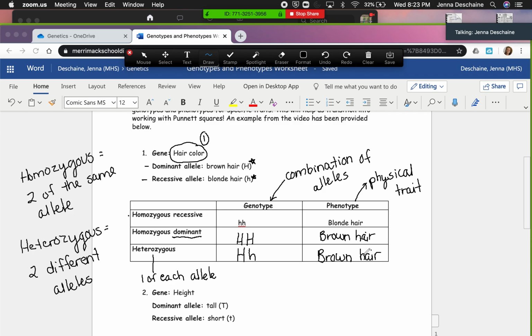So I'm actually very excited because we are going to be doing an activity pretty soon where you guys are going to be working with Punnett squares and certain traits that are actually part of physical traits that you can actually find on yourself. So I'm very excited for that activity. Hopefully we get to do that at the end of the week.